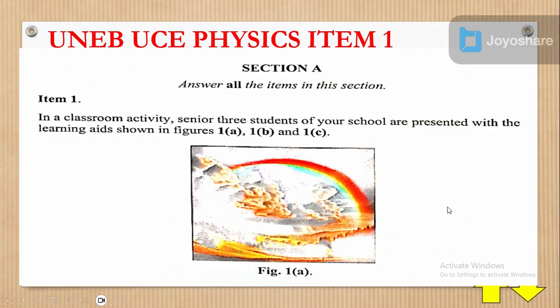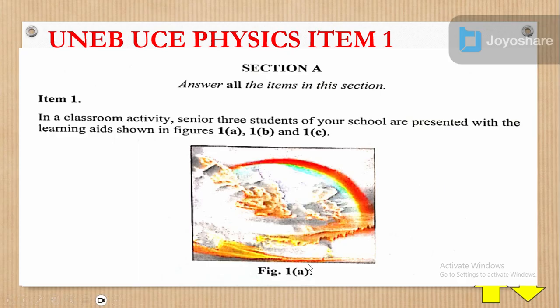Now let's start off with item 1. This is part of section A, which they say is compulsory, so the rule tells you to answer all the items in this section. Item 1 says: in a classroom activity, Senior 3 students of your school are presented with the learning aids shown in figures 1A, 1B and 1C.